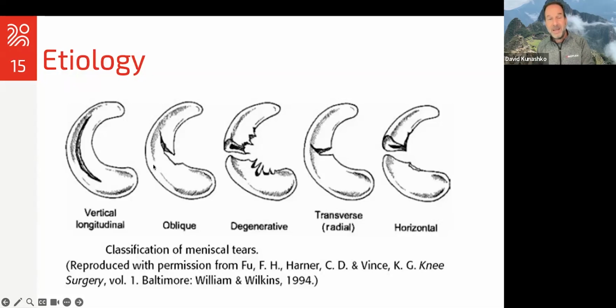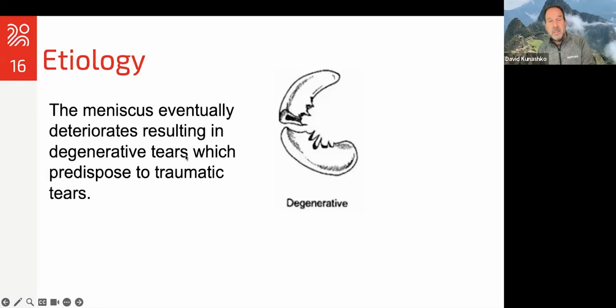Here's an oblique tear and a vertical longitudinal tear. So these are all different types of tearing. The meniscus eventually, as I mentioned, can deteriorate over time. And this is a really big factor in that older age group, 65 plus, 50 plus, where you start to see and are predisposed to traumatic tears.